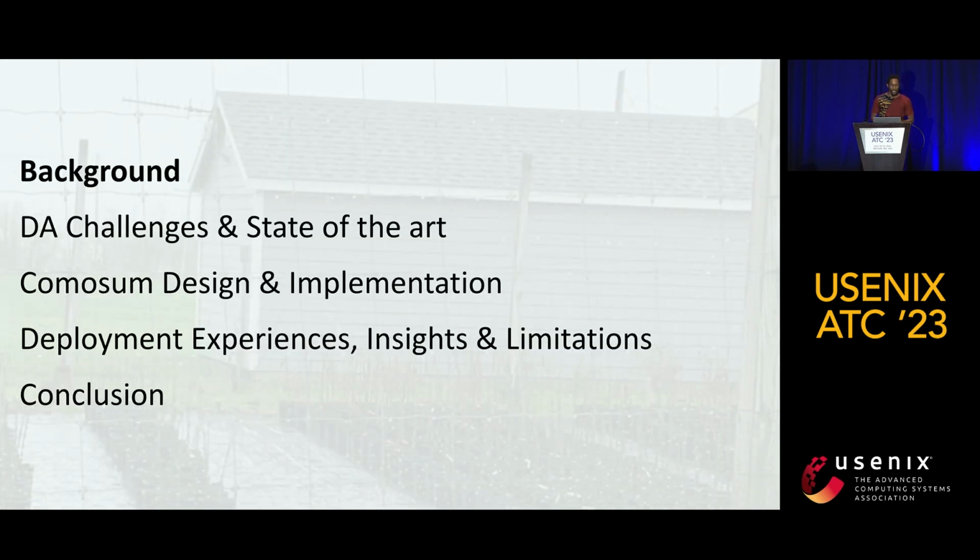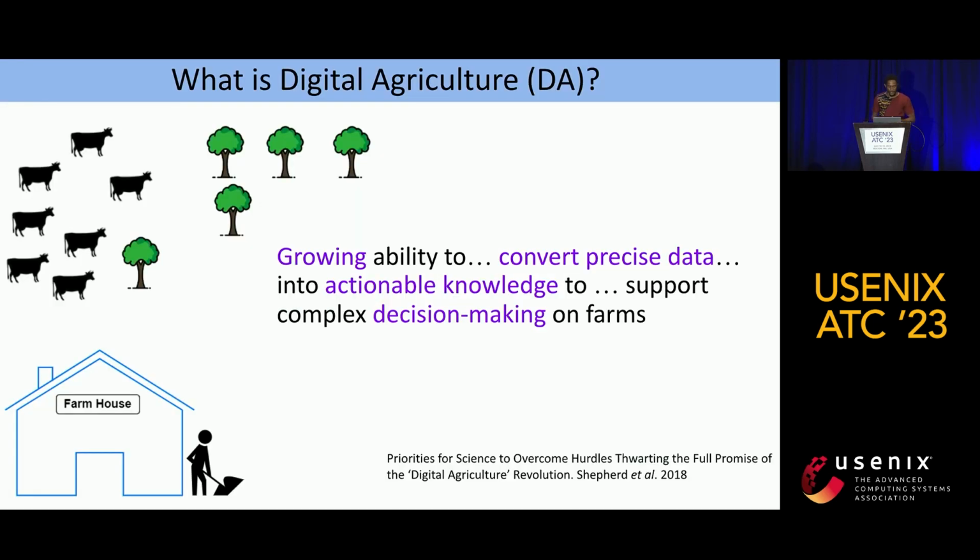So in terms of a roadmap, I'll give an overview of what digital agriculture is, because it may be a new term for some of you. I'll present the data and infrastructure challenges that are in working in this space. I'll briefly cover our design and implementation in Comosum and the decisions we had to make. And then I'll close off with a lot of lessons that we learned during our 18-month deployment and their broader implications for distributed systems. So to begin with, what is digital agriculture?